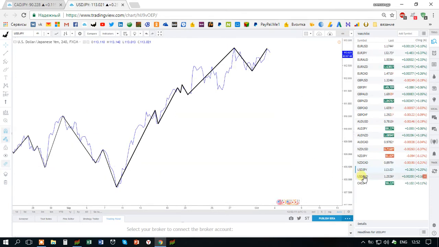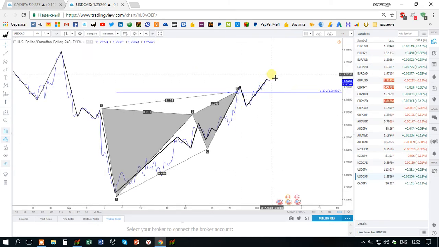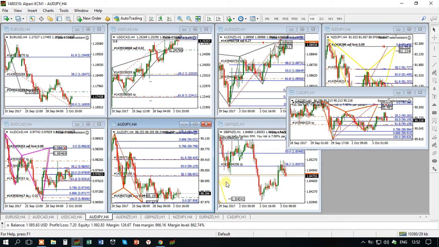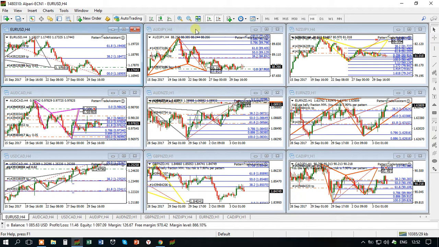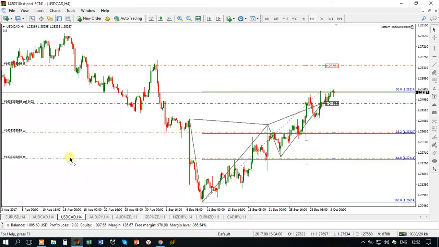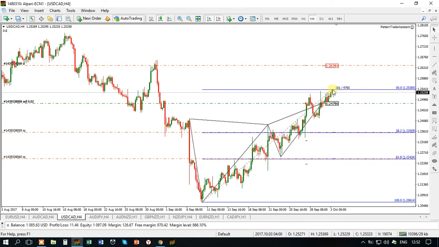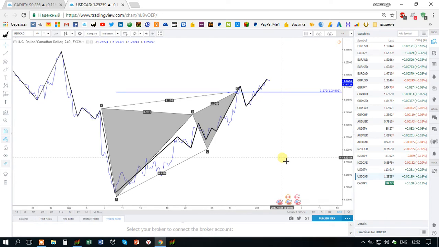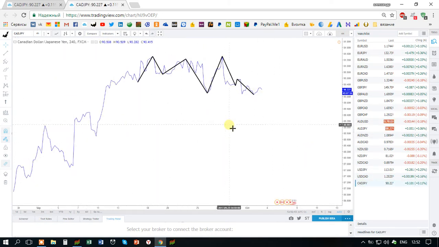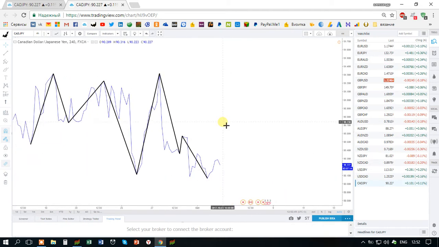Dollar yen, nothing. Dollar Canadian, I have this pattern that is running right now. It is butterfly formation. USD Canadian, here it is. It is running and it was slightly adjusted here. The spread is too tight, you can't even see that spread. Okay, Canadian yen is the last pair for today. Okay, nothing for Canadian yen.